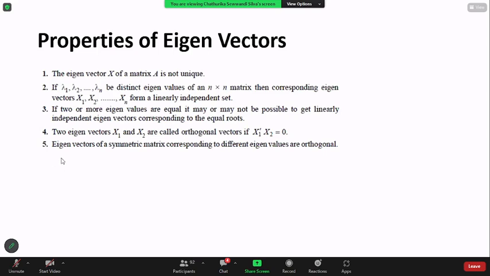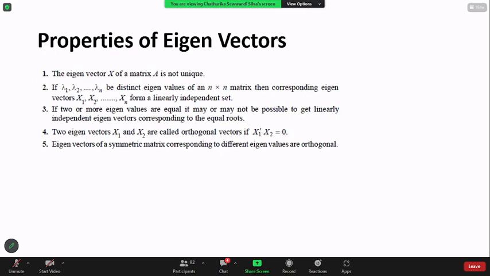Right. Fifth property: eigenvectors of a symmetric matrix corresponding to different eigenvalues are orthogonal. So what do you mean by symmetric matrix? We learned about the symmetric matrix and skew symmetric matrix. So if there is a symmetric matrix, right?